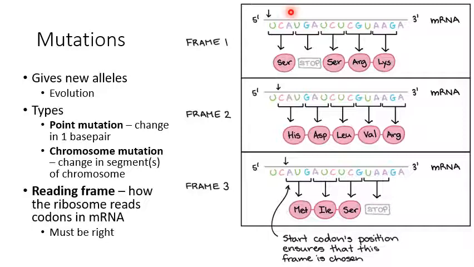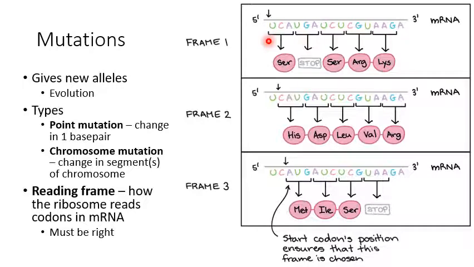I mean, of course, in real life, it would find a start codon and start there, but for the purpose of this example, if our ribosome started here at the very beginning, it would read the first three bases as UCA, then it would go to the next three and read UGA, and go to the next three and read UCU.